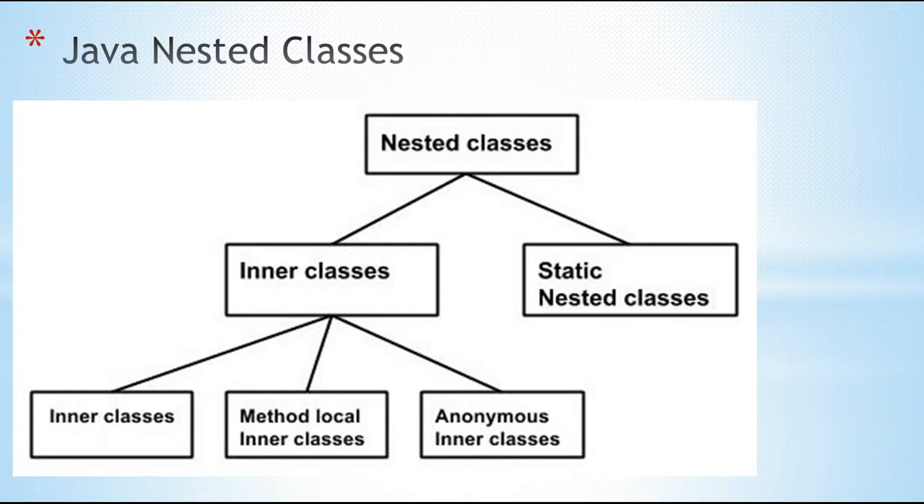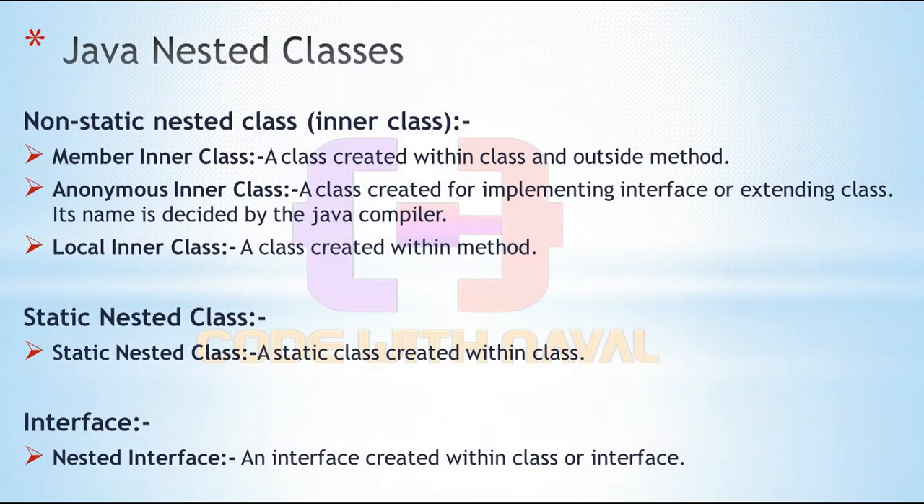In this diagram we have the nested class, which has two types: the non-static inner class and the static nested class. In the non-static inner class we have the member inner class, the method local inner class, and the anonymous inner class. We will see each and every class in this video. The member inner class we can declare inside a class but outside a method, just like an instance variable.